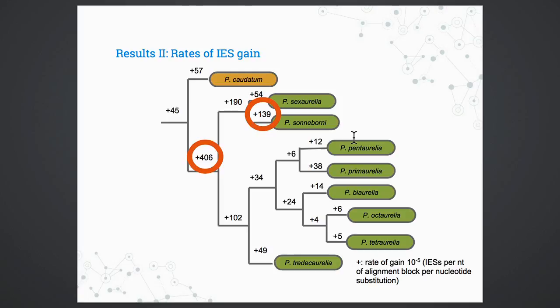So then this peak that you have in the branch leading to sonneborni is suggesting, did the genome get duplicated independently from the other aurelia species? I don't know if there was an event of whole genome duplication before sexaurelia and sonneborni. It's pretty clear there's not an additional duplication in sexaurelia. Sonneborni we don't know yet.